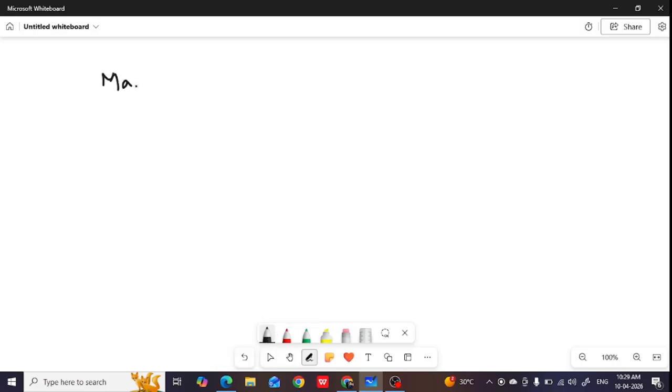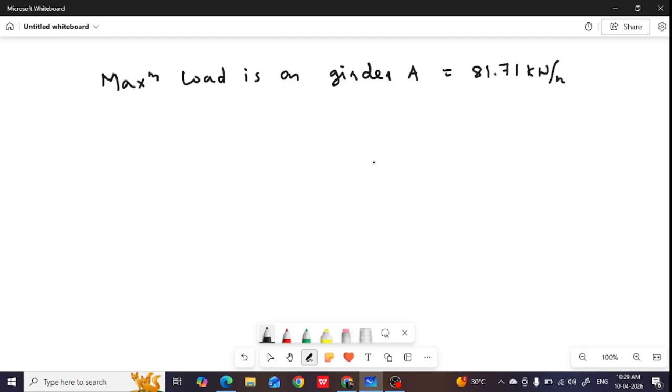Maximum load is on girder A. Girder A, that is 81.71 kilonewton per meter. And the span of the girder is 30 meter. Okay.